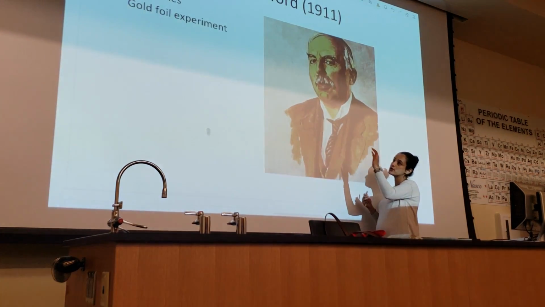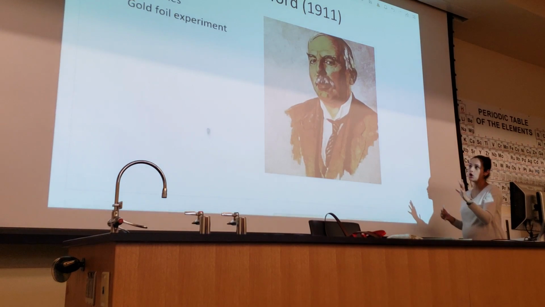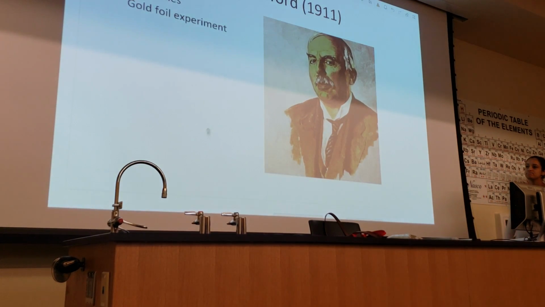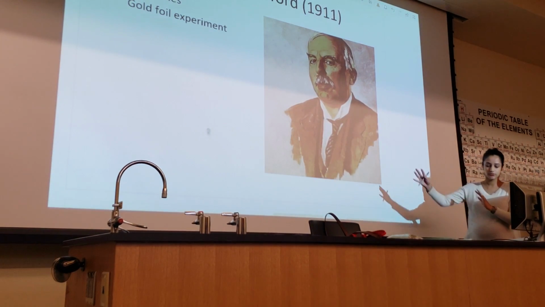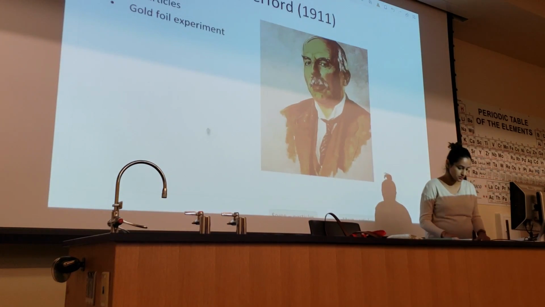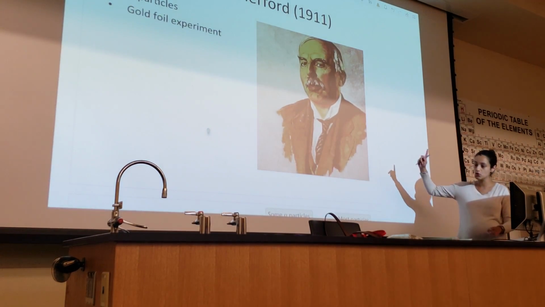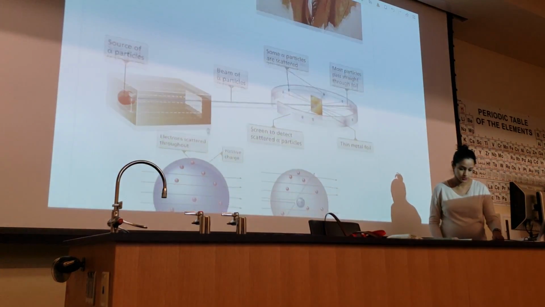So, alpha particles, just think of very small particles that are unstable. They're releasing energy. Just think of it like that for now. We'll talk about the radioactive part later. Now, he did the gold foil experiment. So I'm going to show you a picture of that.